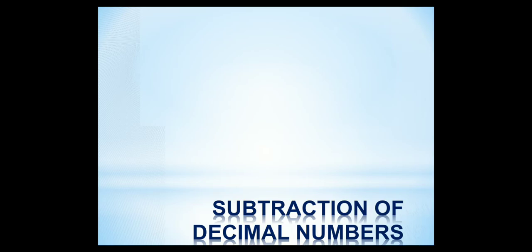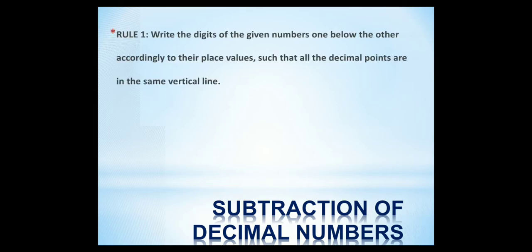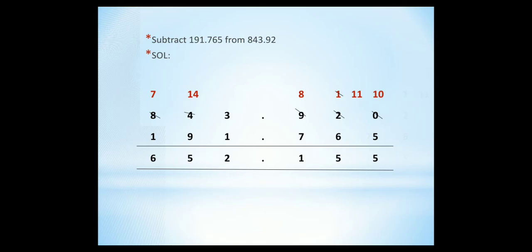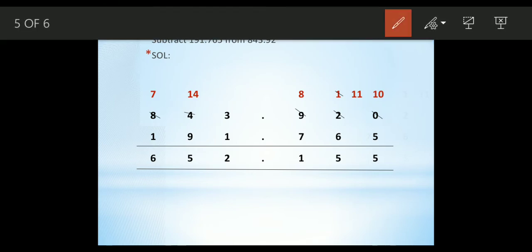So how to subtract? Subtraction is also the same process. Write the number one below the other according to the place value, and then do the normal subtraction, and don't forget to keep the decimal point in the place where it should be kept. Like normal subtraction, the same method you have to do for decimal numbers also. Let me explain with an example. I have to subtract 191.765 from 843.92. So what is the rule for subtraction? Bigger number should be at the top and smaller number should be at the bottom. So I have written bigger number 843.920 at the top and 191.765 at the bottom.